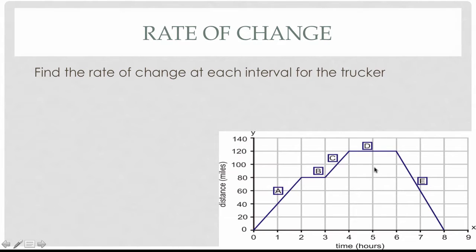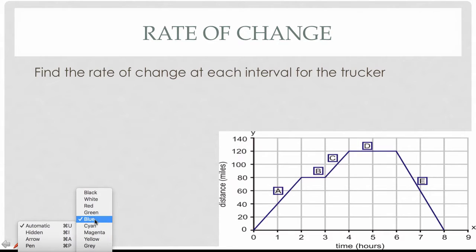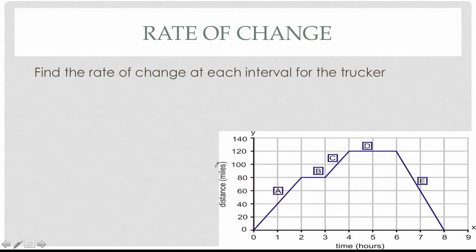Okay, let's apply this now. We've done some abstract x's and y's, but I think slope makes more sense in the context of a problem. So here we go. We have a time as hours go by, 1 hour, 2 hours, 3 hours, 4 hours, 5 hours. We have a distance, and we want to find what is the rate of change at each interval for the truck driver. We want to interpret what this graph is telling us.